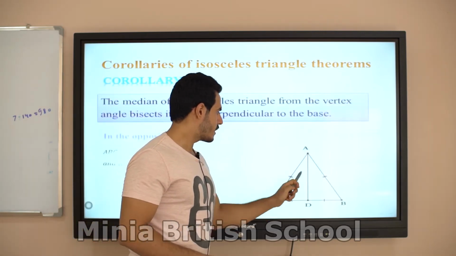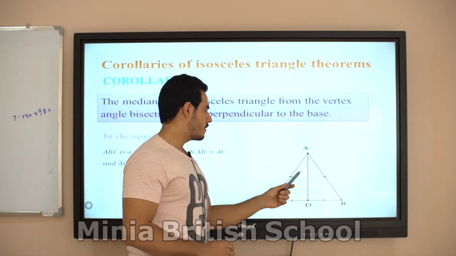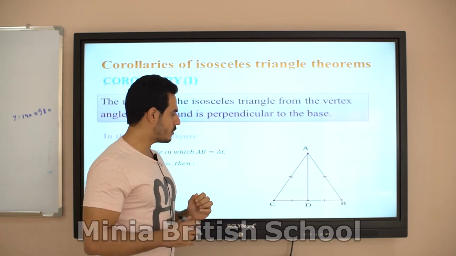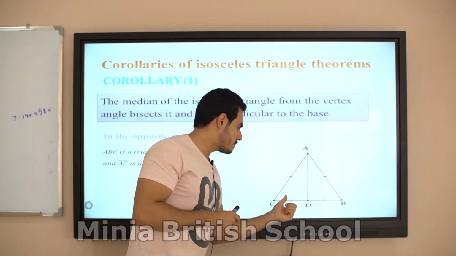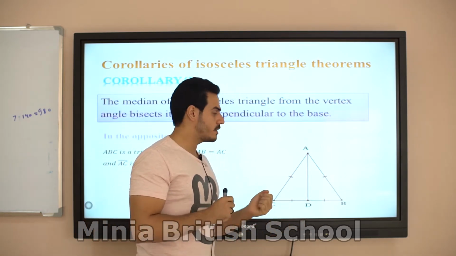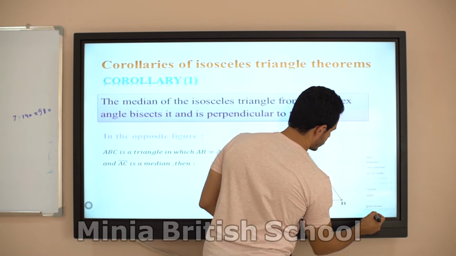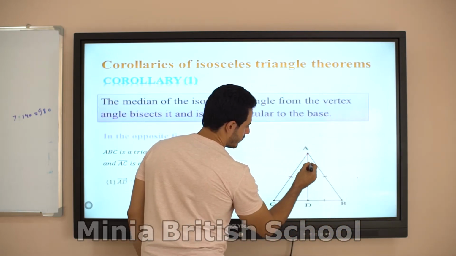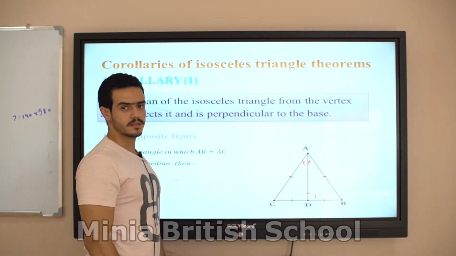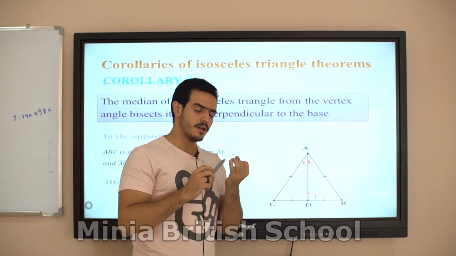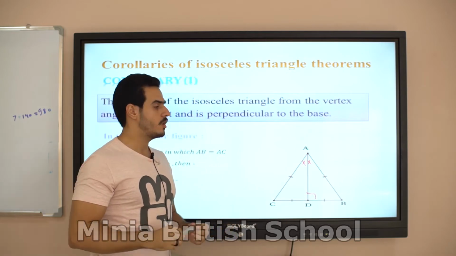If I have isosceles triangle ABC and AD is median from vertex A. Now, look at this. The median on the isosceles triangle makes what? It bisects the base and bisects the vertex angle, bisects angle A. That means this angle equals this angle, and it is perpendicular to the base. Again, the median is perpendicular to the base and bisector of the vertex angle. Okay?